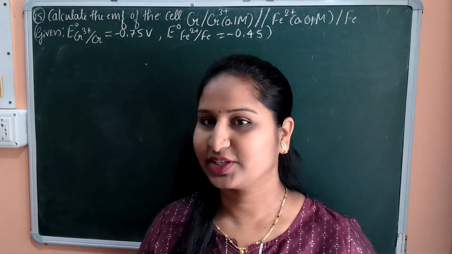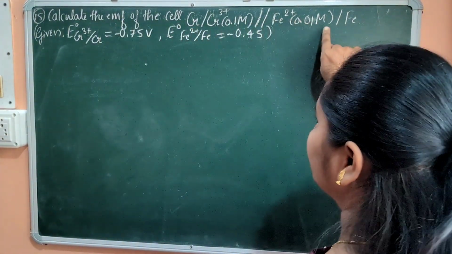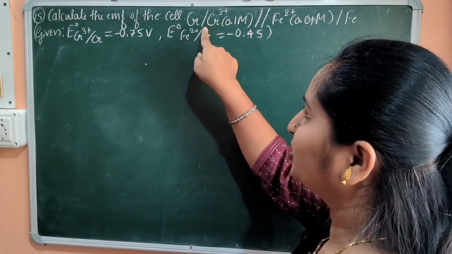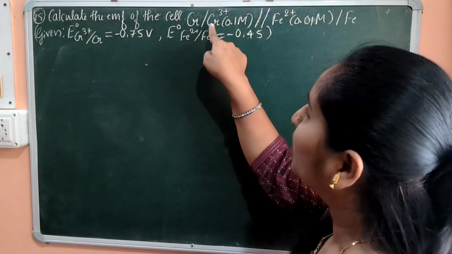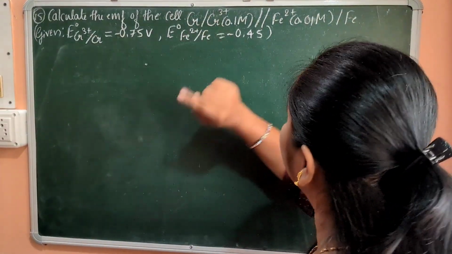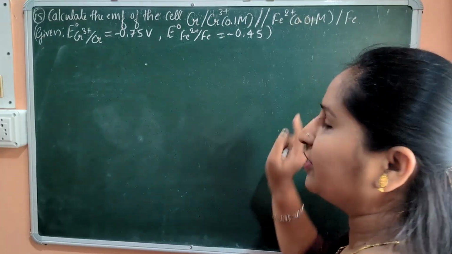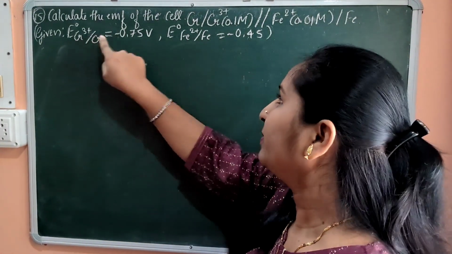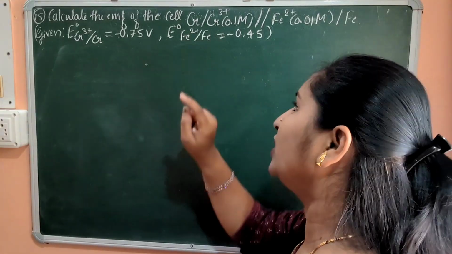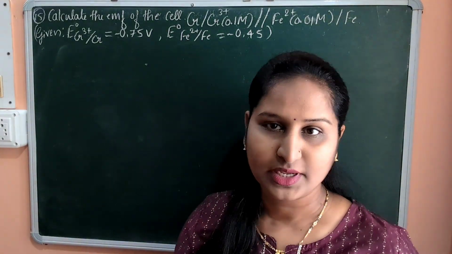Let me read out the next question here. Calculate the EMF of the cell, and they have given the cell representation here. The cell representation is nothing but the left hand side is written with the anodic reaction where oxidation will be involved, and the right hand side we are going to write the cathodic reaction where reduction will be involved. And they have also given the electrode potentials for chromium as well as the standard electrode potential for iron, and they are asking us to calculate the EMF of the cell here.